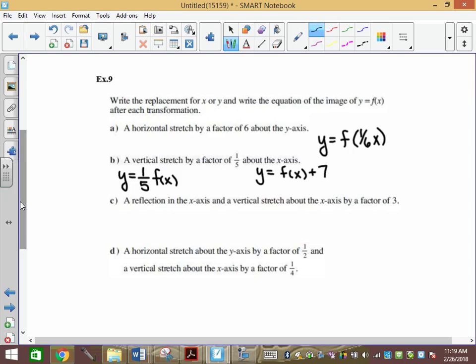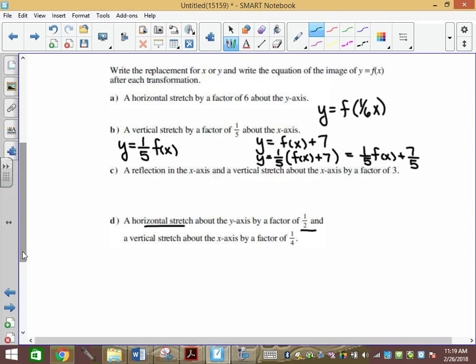So if this was my original, I'd have to go y equals 1/5, and I apply it to the front. But that means I apply to the whole thing, correct? So I would actually get 1/5 f of x plus 7/5. So remember, your vertical stretch and your reflection in the x have to apply to the whole equation. So if there's a vertical translation, it affects it. Everyone forgets to make it go to that. Okay? Let's look at D.